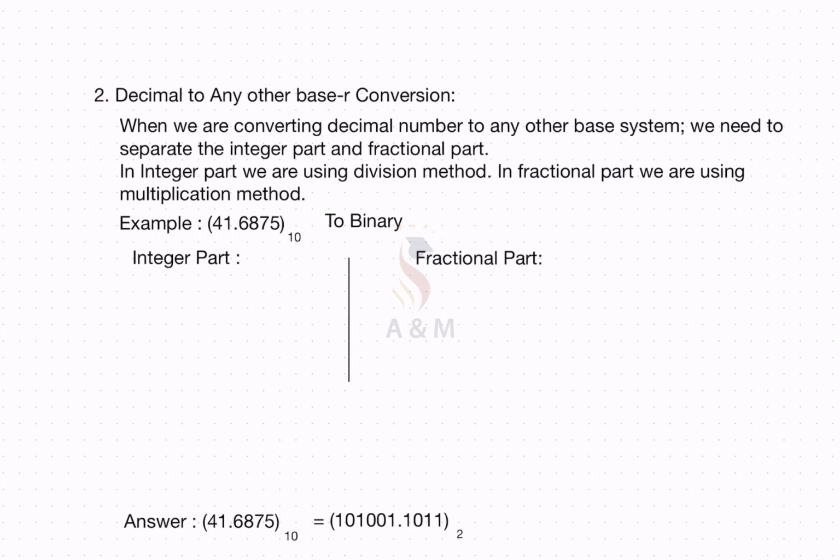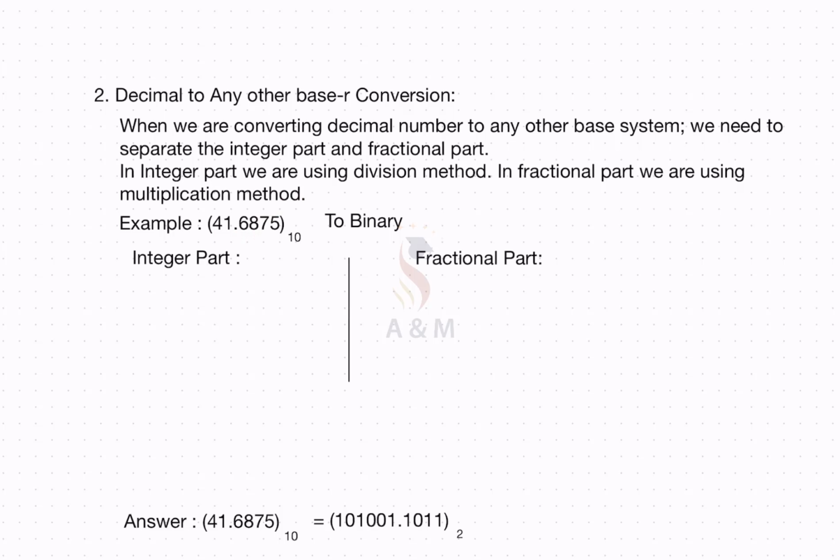Second one, decimal to any other base conversion. When we are converting a decimal number to any other base system, we need to separate the integer part and fractional part. In the integer part, we use the division method, and in the fractional part, we use the multiplication method. Example, 41.6875. We are converting this into binary.